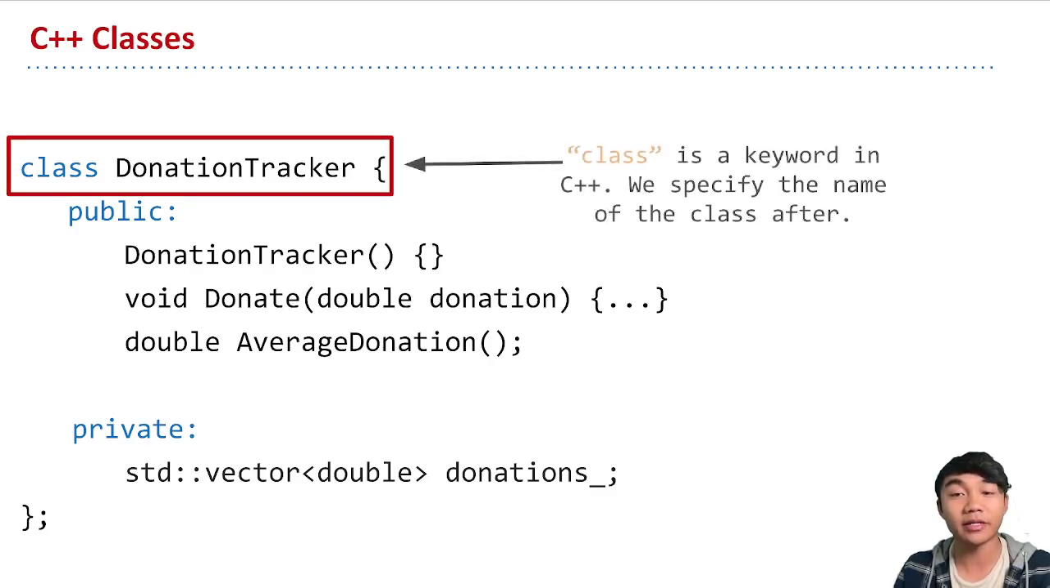to specify in C++ the name of the class. So we have the keyword class, and then we follow it by the name of the class that we're implementing. So in this case, we have the donation tracker class.